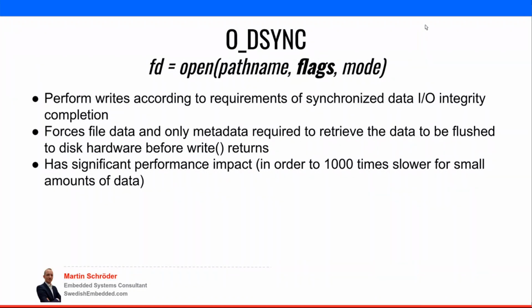In terms of what metadata is flushed to disk when we specify one of these flags. This flag allows us to perform writes according to the requirements of synchronous data and integrity completion. So when we specify the DSync flag, it guarantees that the data is synchronized. It doesn't synchronize all the metadata, which means, for example, things like access time to a file. But it guarantees synchronization of data.